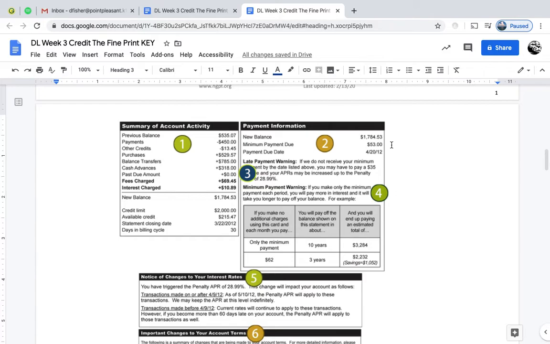So the worst thing you can do is pay it late. The second worst thing you can do is only make the minimum payment. And you don't want to go over the limit, because then they'll start to really hit you with other fees. This is a warning box that the government forces them to put on here. And it's telling you, if you only paid $53 and never used the card again, it would take 10 years of paying that minimum payment to pay back this debt.